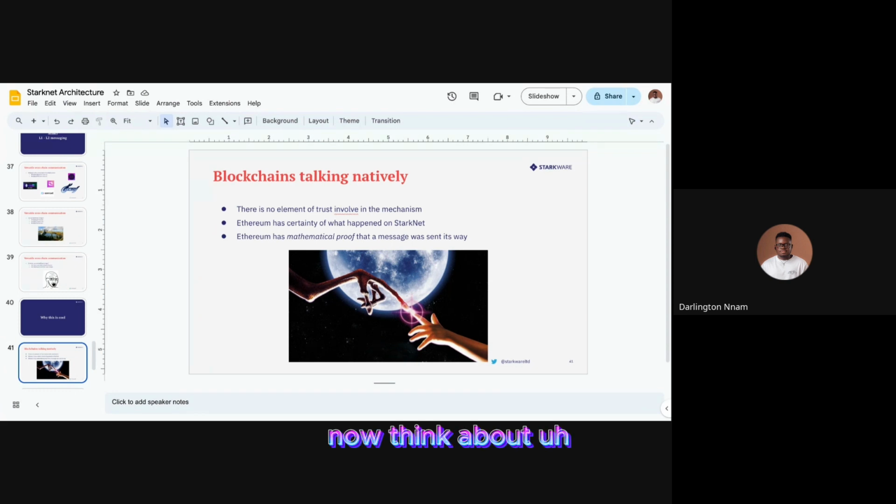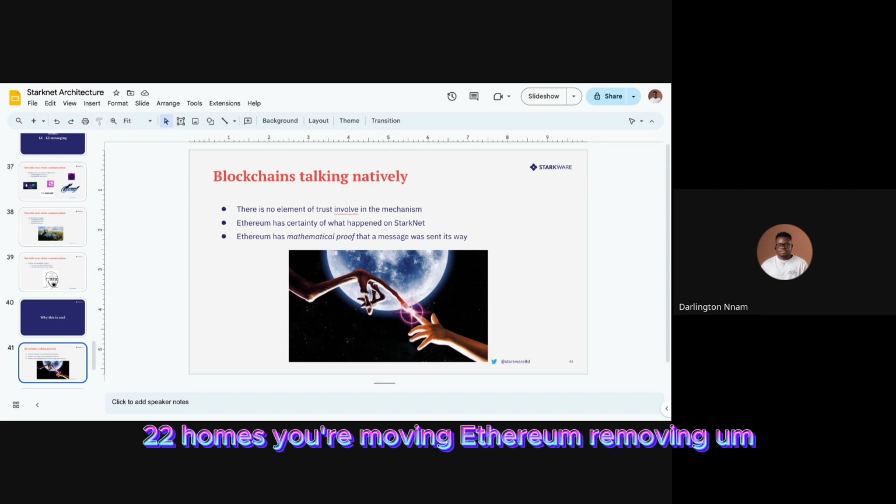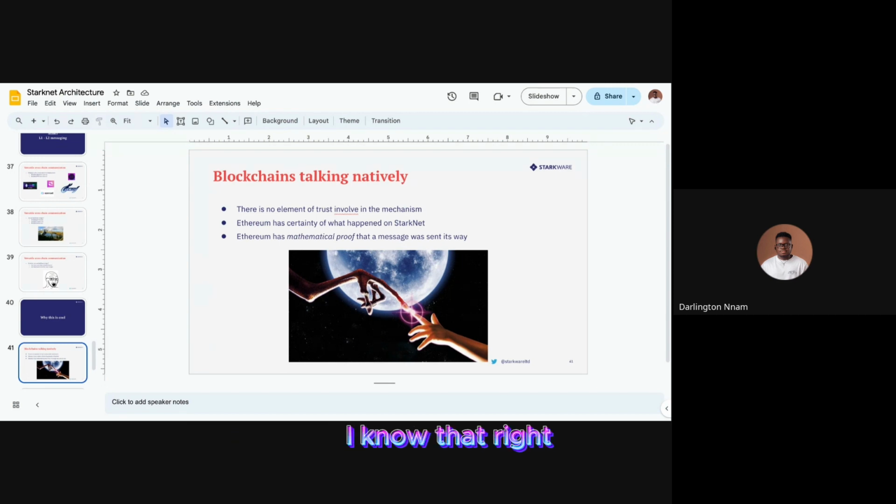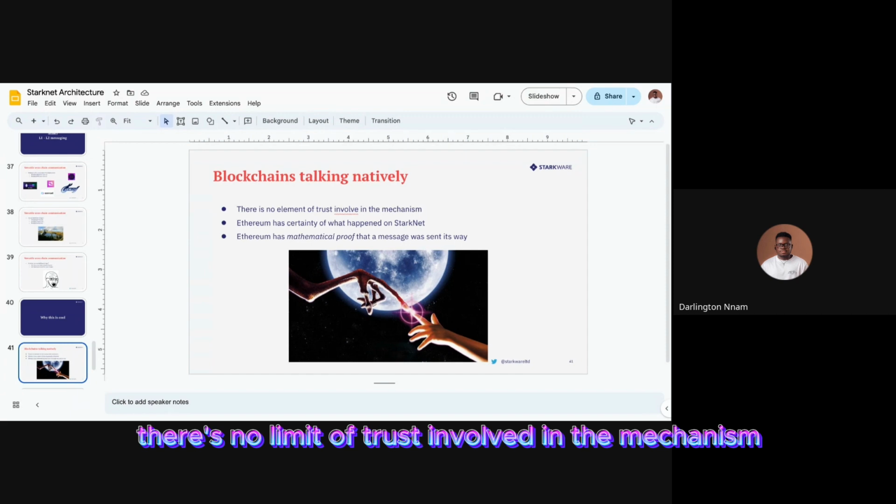Now think about the idea of blockchains talking natively. Probably before Starknet, most bridges you had, like Rhino and the rest, are more or less about bridging assets. So you're moving ERC-20 tokens, you're moving Ethereum, you're moving NFTs from, let's say, one chain to another. But with Starknet L1 to L2 messaging, there's no element of trust involved in the mechanism.